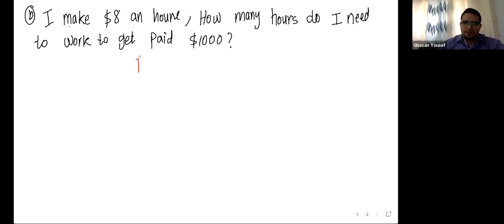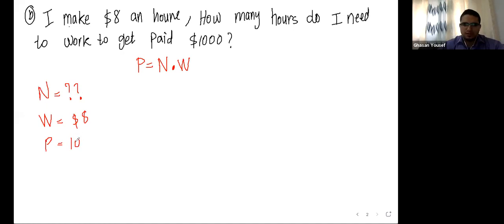So my model is B equals N times W. N is unknown. We don't know how many hours we have to work. W is the wage, $8. And B is also given, $1,000. You just have to plug these numbers into the formula to find the value for n. So 1,000 equals n, which is unknown, times 8.